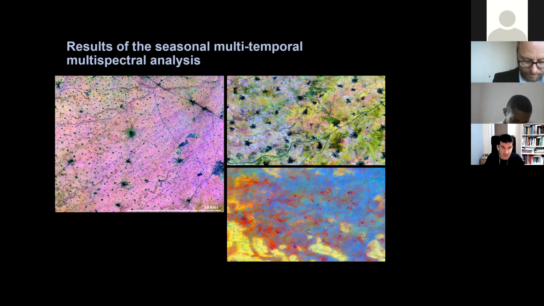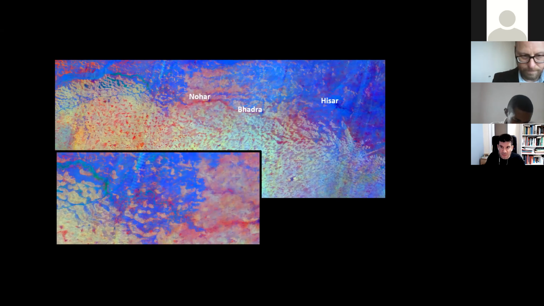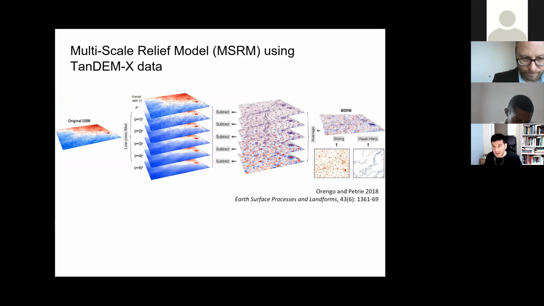On the left, you have the seasonal multi-temporal vegetation index, and on the right, you have the Tasseled Cap transformation and the PCA analysis. As you can see, these rivers are very visible, many of them. And we were able to trace rivers from the source almost to their end. But this was not enough.